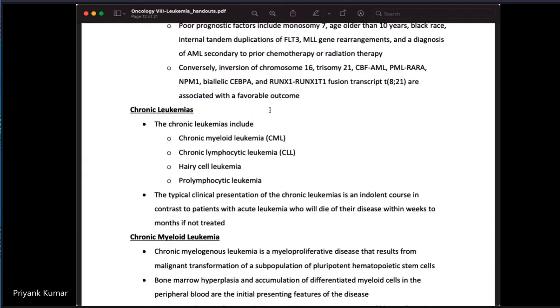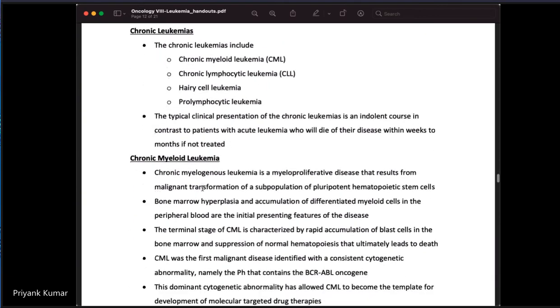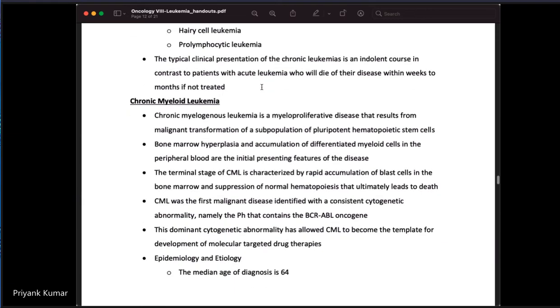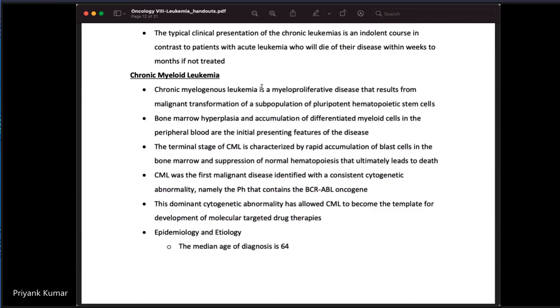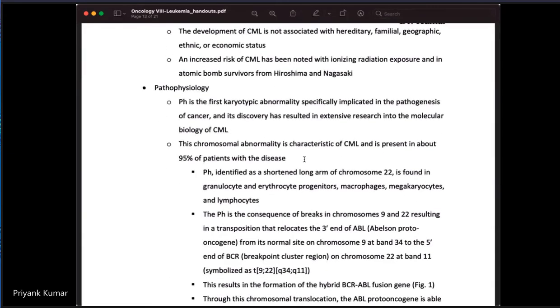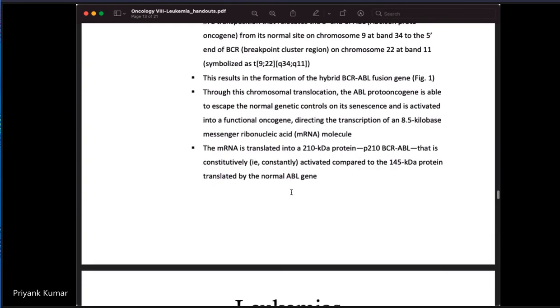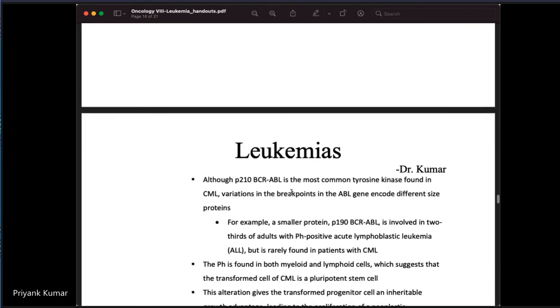Then chronic leukemias are divided into CML, CLL, hairy cell leukemia, and prolymphocytic leukemia. Okay. Go over the chronic myeloid leukemia. In chronic myeloid leukemia, the pathophysiology depends on the presence of the Philadelphia chromosome. Okay, so go over it. I have included the description of it in the text.